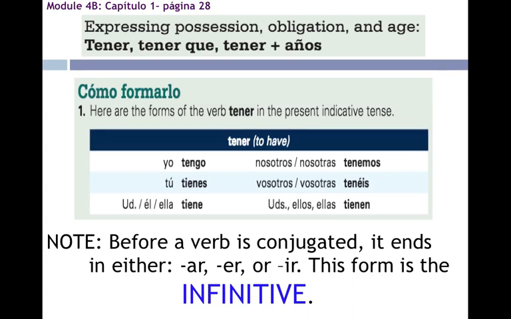Also, it's the form that has to in it. So tener means to have. So I wouldn't speak in infinitives. I wouldn't say yo tener. That would mean I to have. Ellos tener, they to have. Would you be understood? Absolutely. But of course, we work on conjugating all these verbs so that you know how to speak properly and write properly in Spanish.